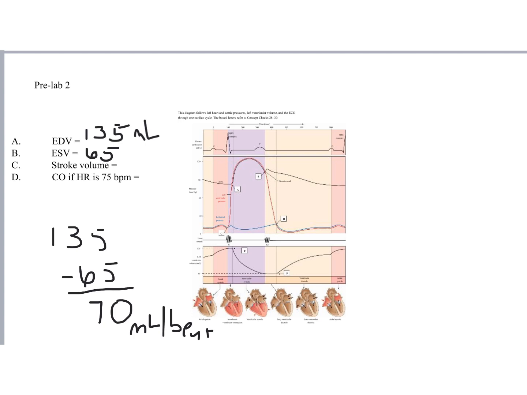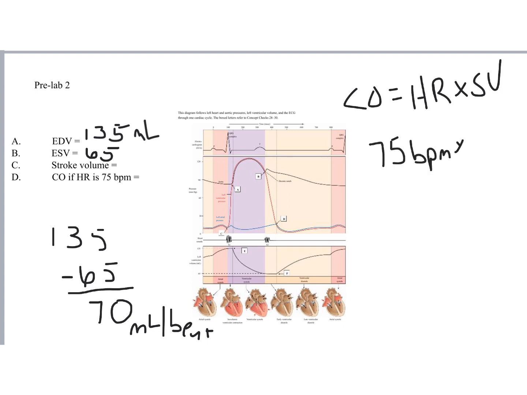And then it wants us to figure out what is the cardiac output. Well, cardiac output equals the heart rate times the stroke volume. So the heart rate, they tell us, is 75 beats per minute. And we're going to multiply it by the stroke volume, which is 70 milliliters. So you take 70, multiply by 75, you get 5,250 milliliters per minute.